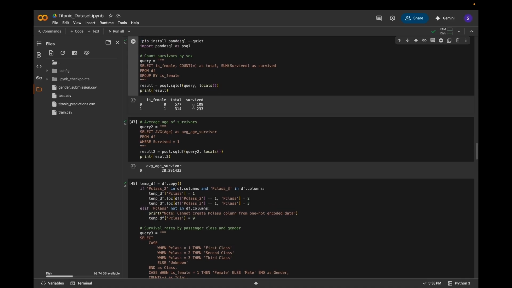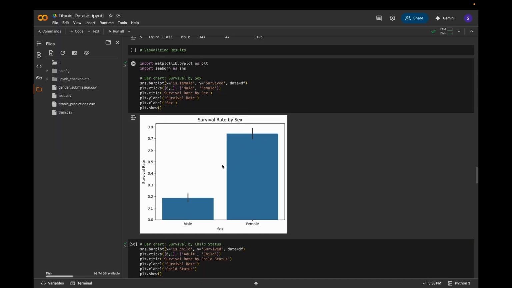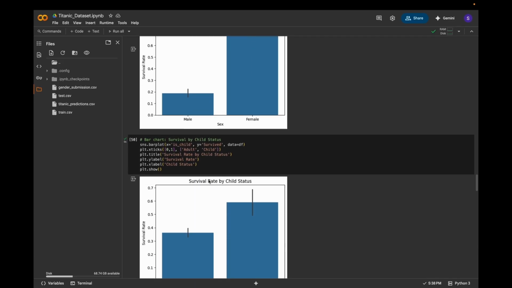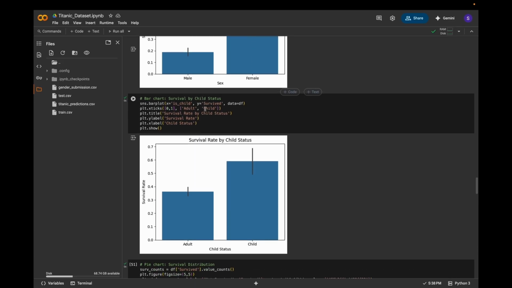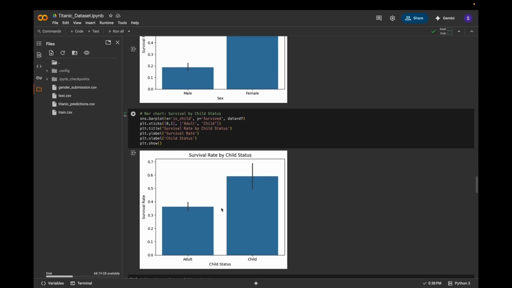basically showing what the SQL query showed earlier, which is that females on average had a higher survival rate as compared to their male counterparts. So then the next bar graph is the survival rate by child status, basically showing that children had a higher chance of surviving as compared to adults, which makes sense, as children and women in both cases have a higher chance because of the policy of the time.